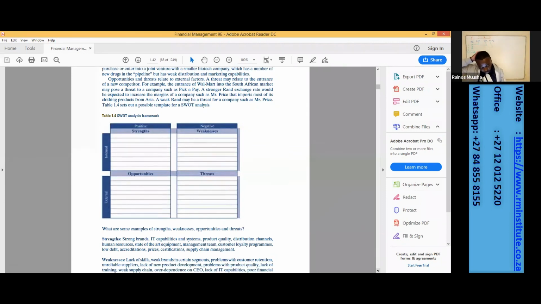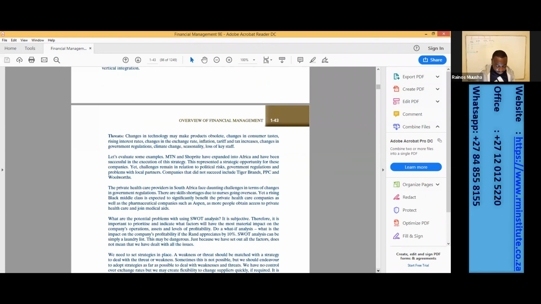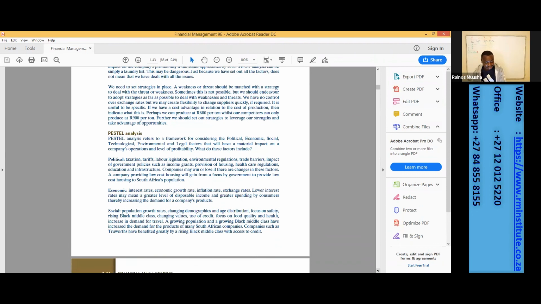So just go through the SWOT analysis, although I've never seen these questions being asked in the previous exams. But if they do come, please make sure that you're able to understand and know exactly how to identify the strengths and weaknesses, the opportunities and threats for any given company that they may bring as a case study. Although I've never seen the question being asked in such a way over the previous years.